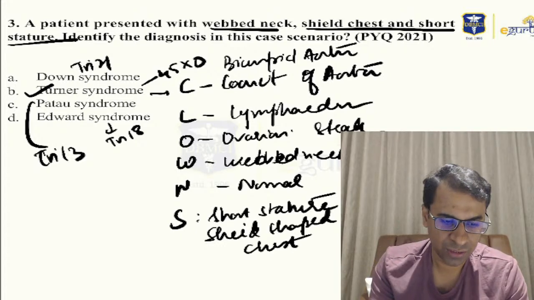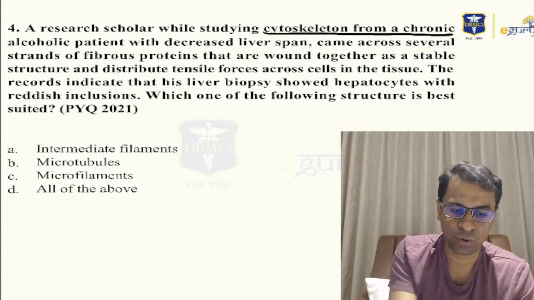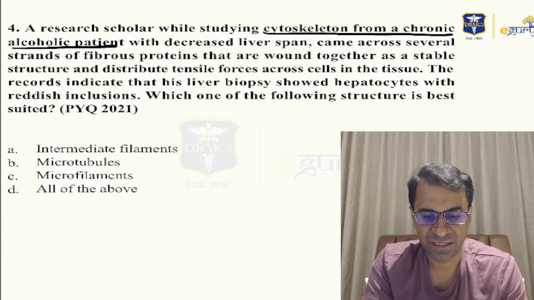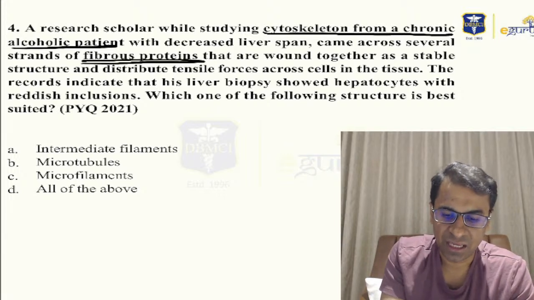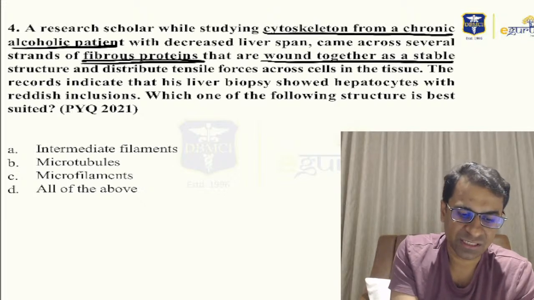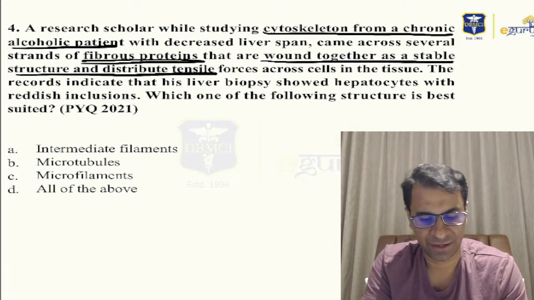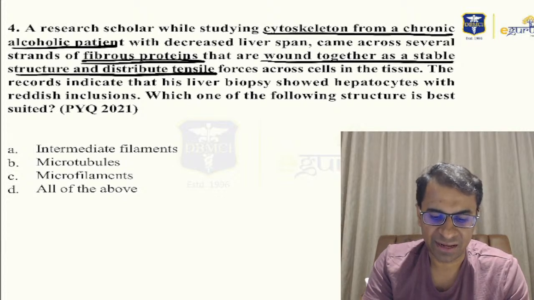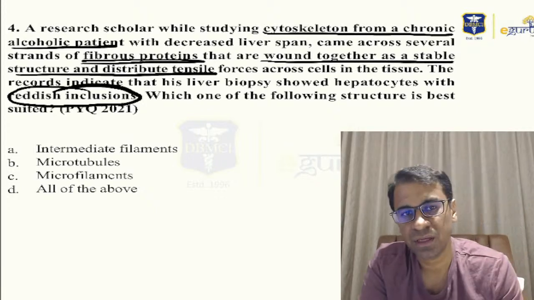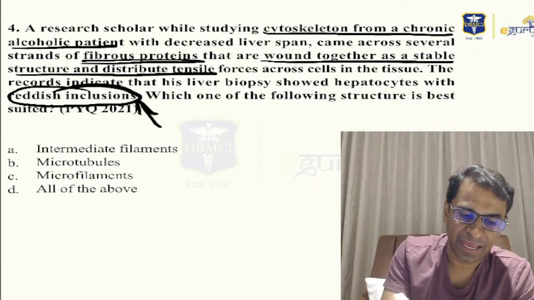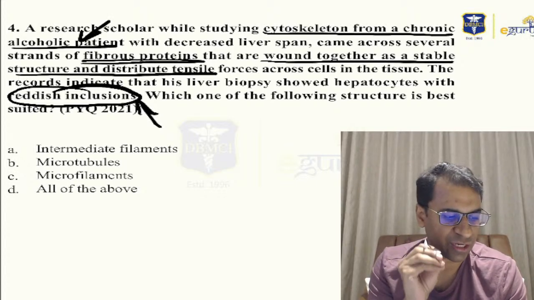So next question. A research scholar, while studying the cytoskeleton of a chronic alcoholic patient with a decreased lifespan, came across several strands of proteinous fibers wound together as a stable structure distributing tensile forces across cell and tissue. The record indicates that the liver biopsy shows hepatocytes with reddish inclusion. Now, this is a very important question. So what should this reddish inclusion be?